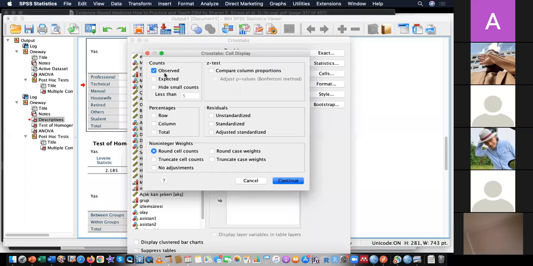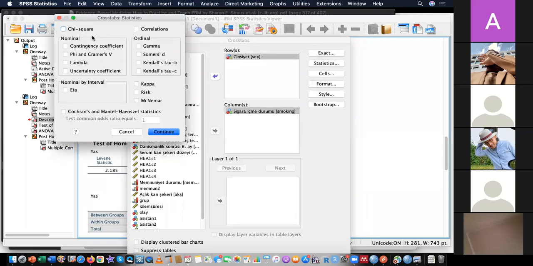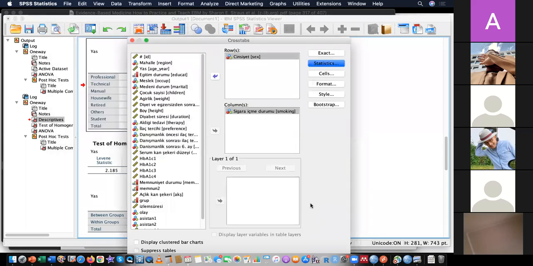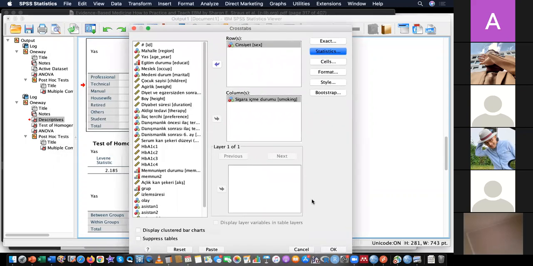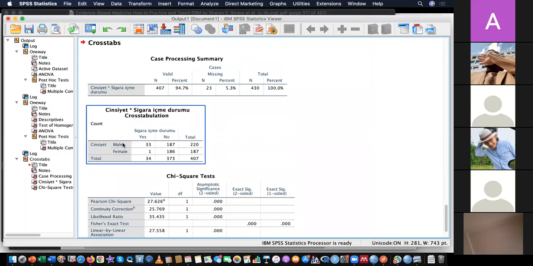First, let us see the observed ones. Click Continue, and Statistics, I want to see the chi-square. Continue and OK. You see males, females. I have 220 males and 187 females. The total number is 407. From the males, 33 are smokers, yes, and from the females, only 1 is a smoker. So these are the observed values.